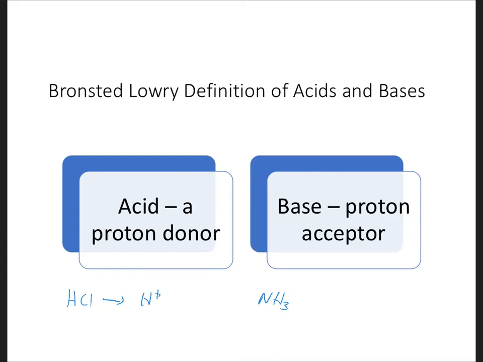So NH3 is ammonia. We definitely don't see an OH group in this chemical formula, yet this is still going to count as a Bronsted-Lowry base because it can accept a proton. When it accepts that proton, it's going to become NH4 plus, the ammonium ion. And so that's the reason why it will count as a base.